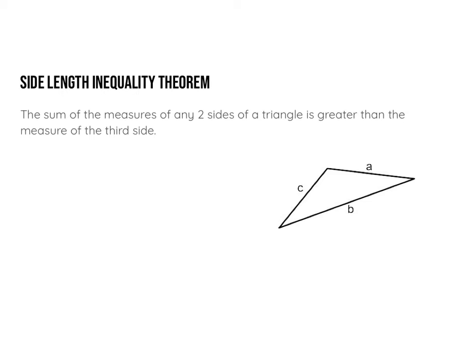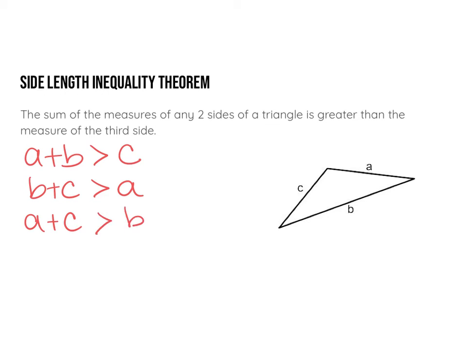Okay, next up is the side length inequality theorem, which says that the sum of any two sides has to be greater than the measure of the third side. So if I have A, B, and C, A plus B has to be greater than C, but I can do that with any two sides. So B plus C has to be greater than A, and A plus C has to be greater than B. So all three of these have to be true in order for this to work.